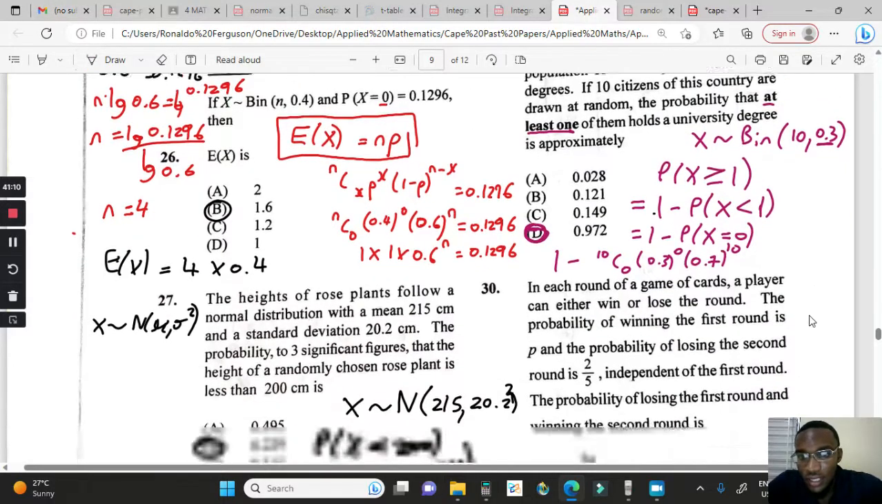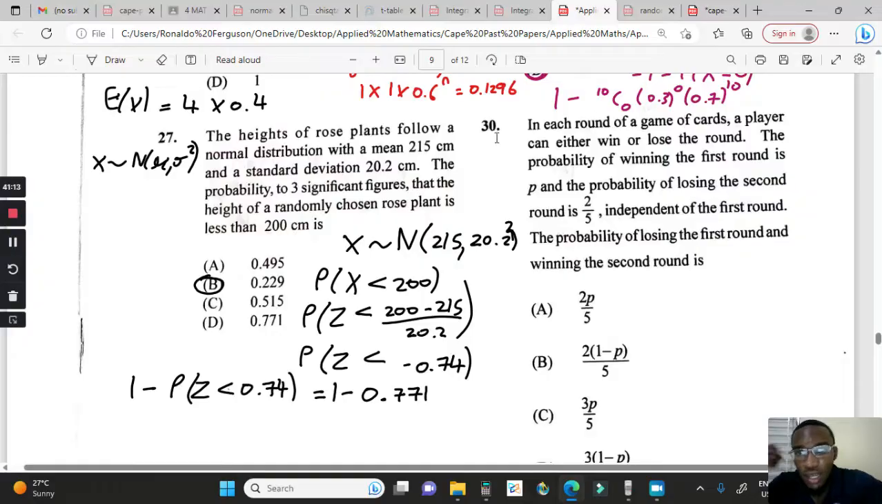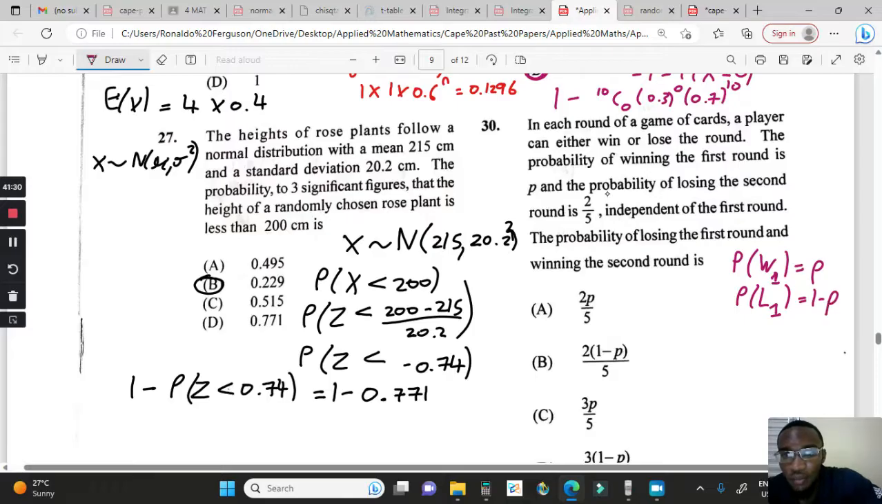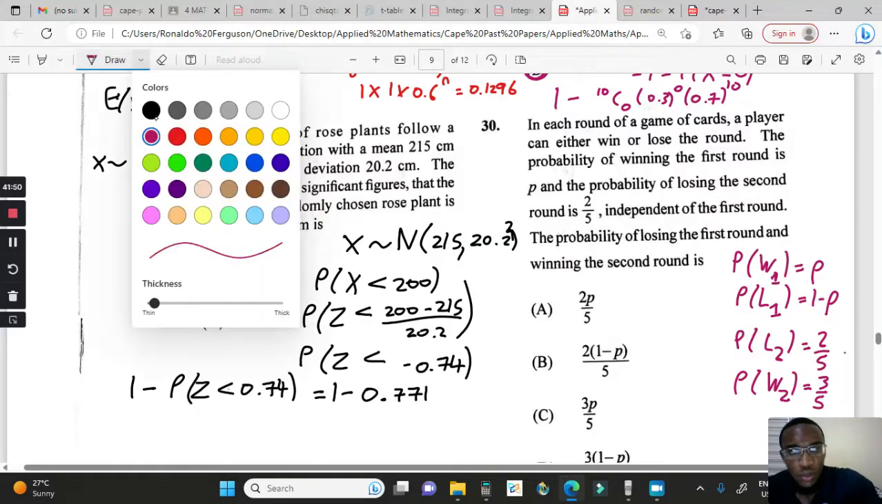Number 30, it says, in each round, the probability of a player winning or losing, and the probability of winning the first round is p. So the probability of losing the first round is 1 minus p. Now they say the probability of losing the second round is 2 over 5. So the probability of winning the second round would be 3 over 5 because they need to add to 1. So now it says, what is the probability of losing the first round? Losing the first round is this one.